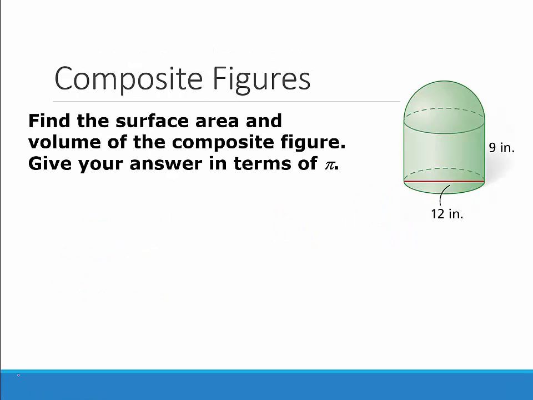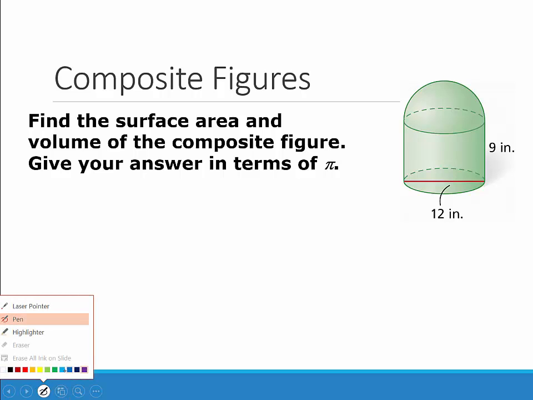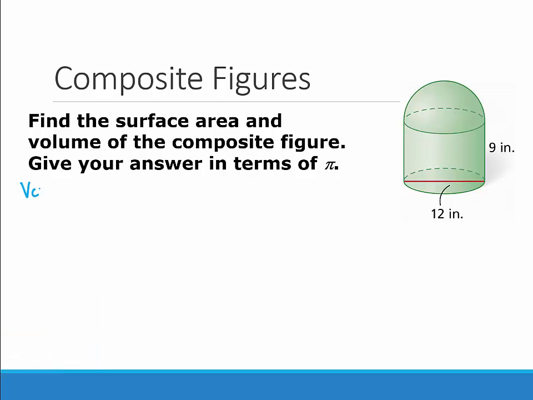So let's do some composite figures, putting some of this stuff together. Find the surface area and the volume of this composite figure. Give your answers in terms of pi. Let's find the volume first, because that one's easier. For the volume, we have a hemisphere, which is half of a sphere, and a cylinder. So let's find the hemisphere first.